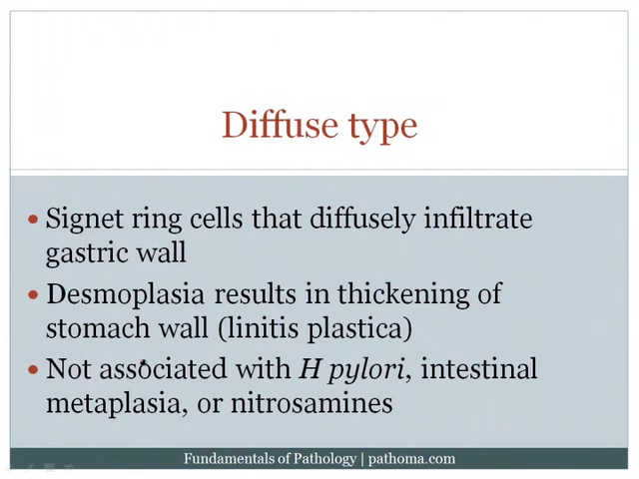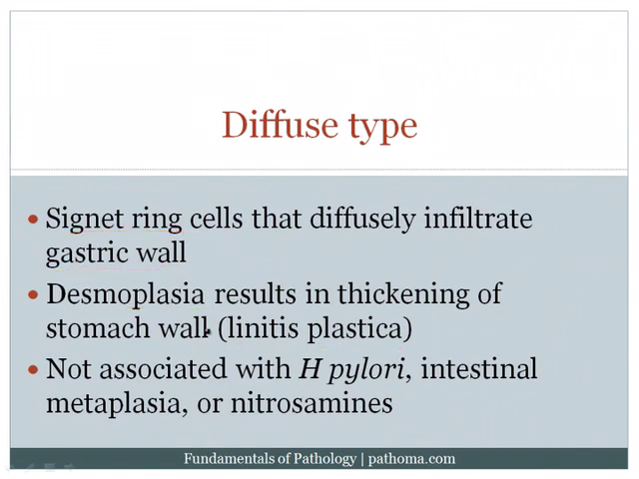Now the second type of stomach cancer, which is much less common but is super important and super high yield on board exams, is called the diffuse type. In the diffuse type, what happens is that you get signet ring cells that diffusely infiltrate the gastric wall. And when they diffusely infiltrate the gastric wall, that results in cancer plus a reaction to that cancer. That reaction is called desmoplasia, which results in a thickening of the stomach wall, creating something called linitis plastica.